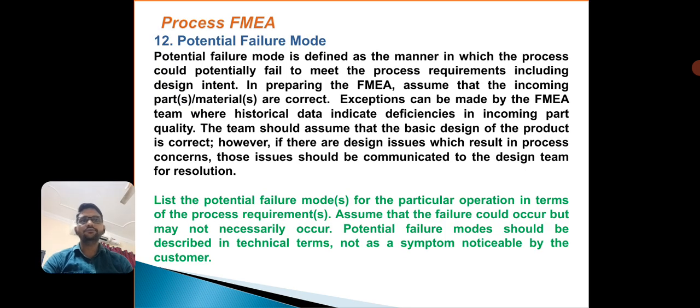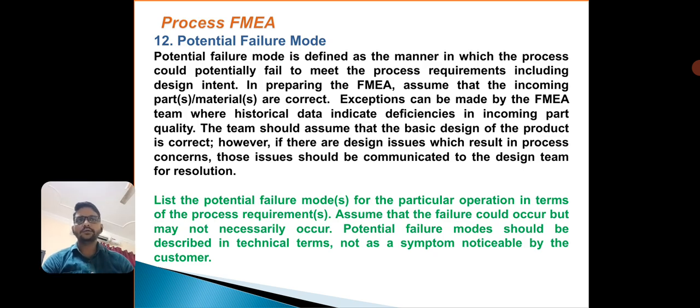Next is potential failure mode. What is a potential failure? Potential means anticipated. A potential failure mode is defined as a manner in which the process could potentially fail to meet the process requirement, including design intent. In preparing the FMEA, the assumption is that incoming parts and material are correct, and exceptions can be made by the process team where historical data indicate a deficiency in incoming part quality.